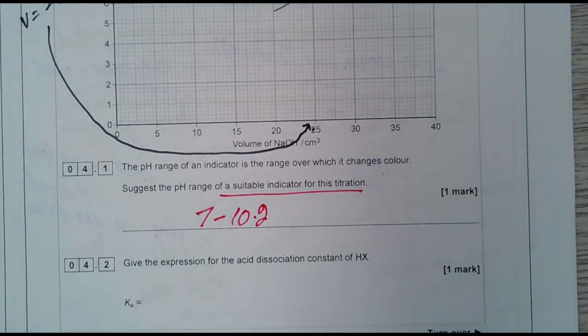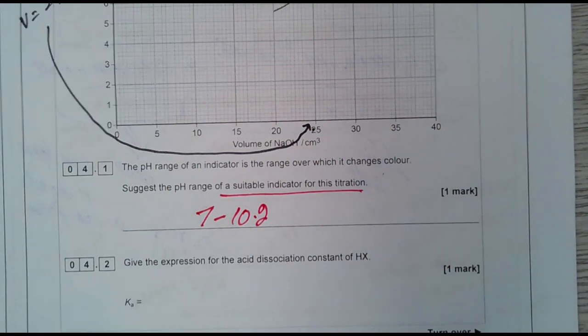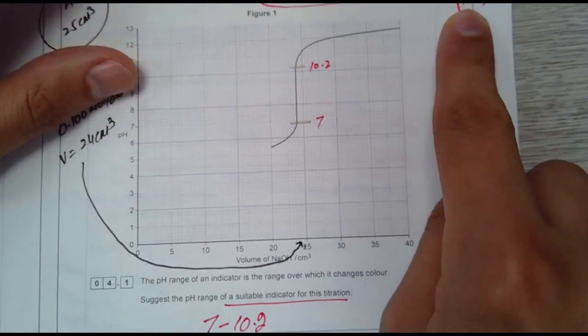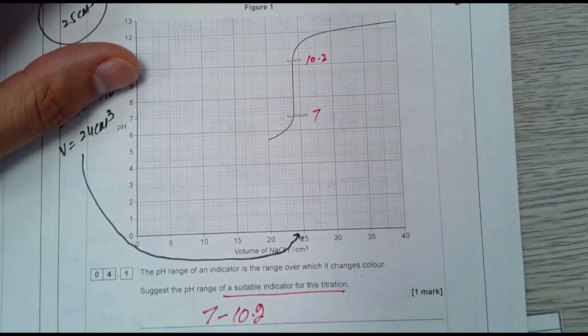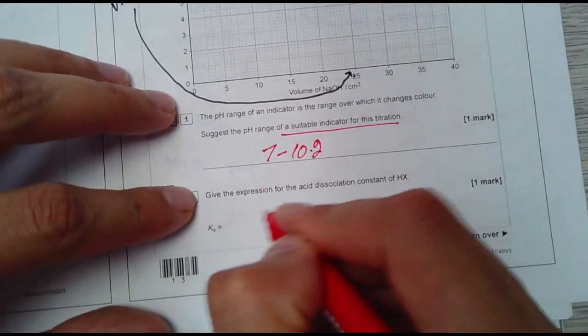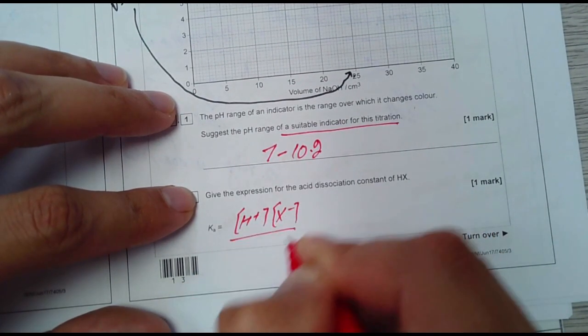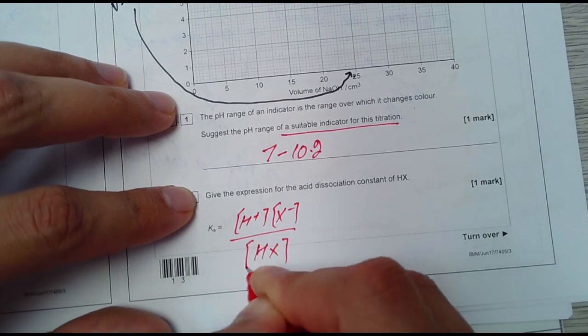Okay. Now next one says give the expression for the acid dissociation constant. You see, I was annotating at the start, so I was able to relate something. So I can copy it down here, and I can say it will be H positive times X negative over HX concentration.